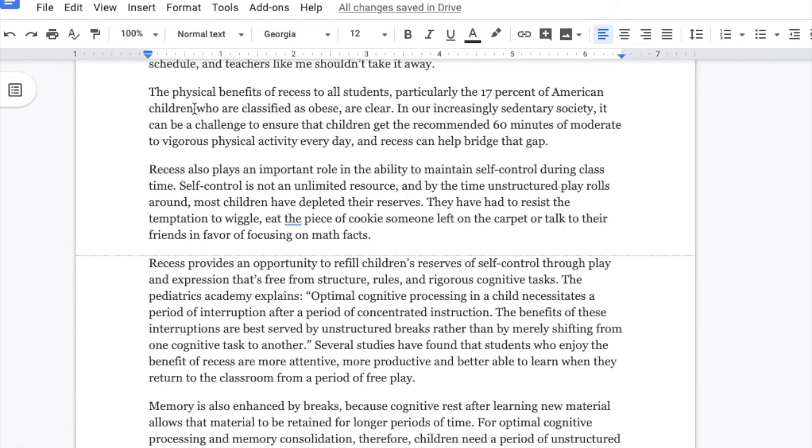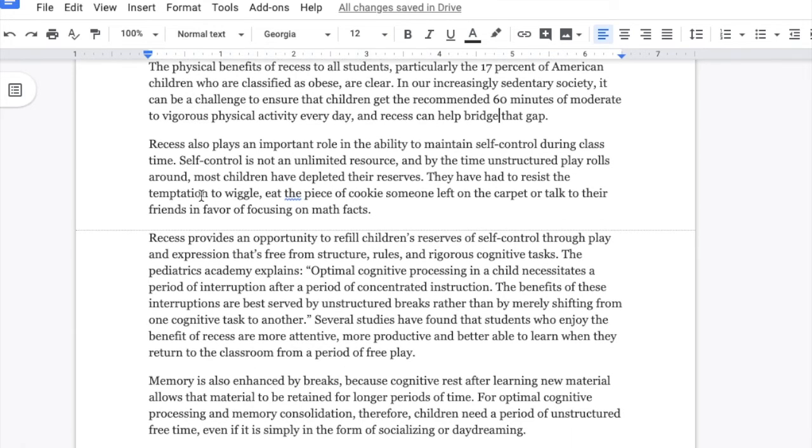So then she goes on to talk about the physical benefits of recess. Oh, we should pause and I should give you your second access code letter. Your second access code letter is I.